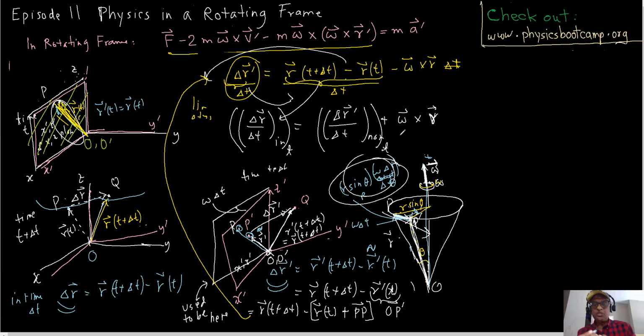So the rates of change of the vector in the two frames are different. This is true for every vector, not just for the r vector, because we just used the geometric properties here. So for any vector b that depends on time, its rate of change at any instant in the inertial frame is related to that in the non-inertial, rotating frame in the same way.